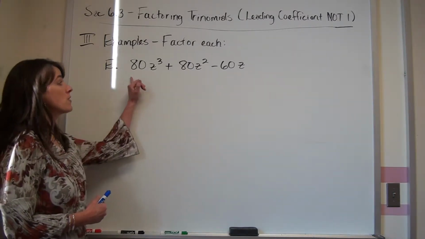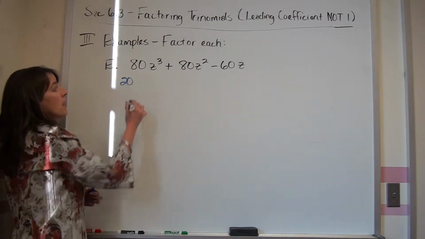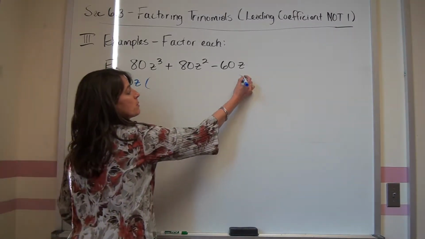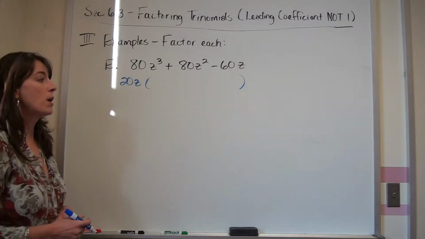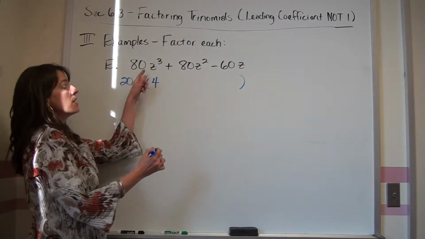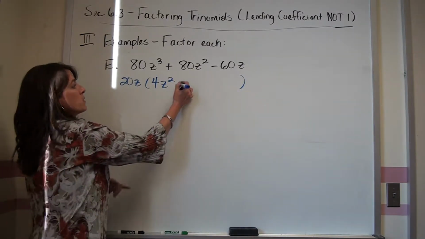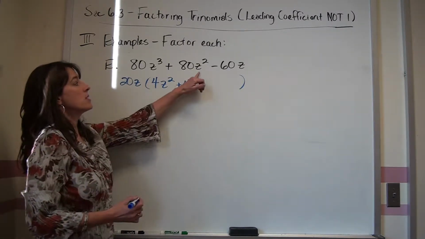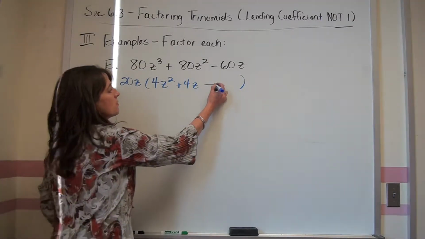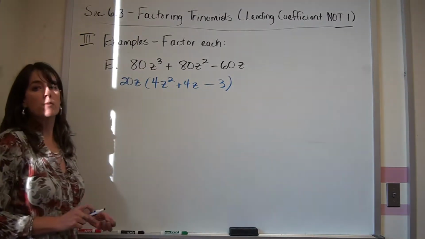If you look at these coefficients of 80, 80, and 60, I can divide a 20 out of each one of them. I can also divide a z out of every single term. And I'm going to write down in parentheses what's left when I do that common monomial factoring. When I take the 80 and divide it by 20, I get a 4. Z to the third divided by z is z squared. Here, 80 divided by 20 is again a 4. Z squared divided by z is z to the first, and negative 60 divided by 20z is going to be a negative 3. The z's cancel out completely. So this is what I'm left with.